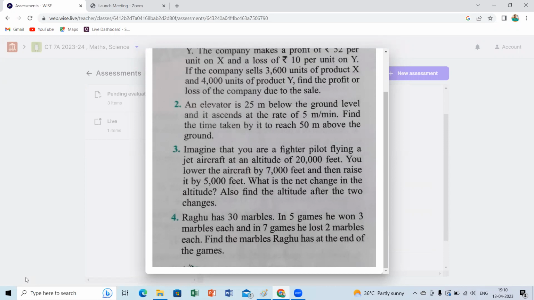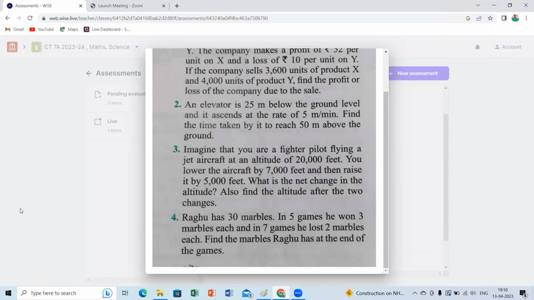That means in 5 games, she won 3 marbles each. How many marbles has she won? 15 marbles. Very good. And in 7 games, she lost 2 marbles each. Guess how many she lost in 7 games? 14, right? That means overall, how many did she gain? 15 she gained, she lost 14. That means how much is left for her?